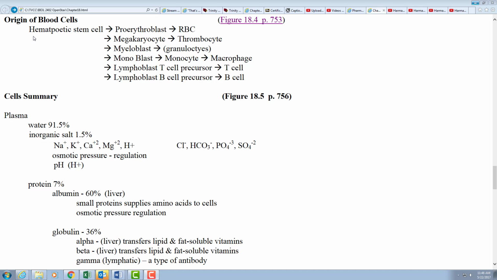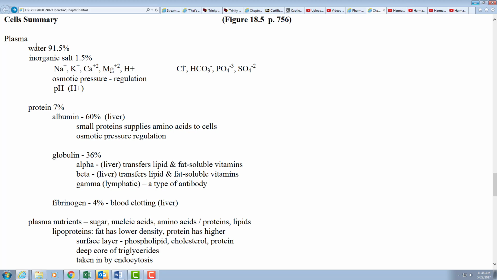Up above here, we see the origin of blood cells. I tried to sum it down. I'll start with hemopoietic stem cells, and of course go to different intermediates, precursor cells, and finally develop. I took some shortcuts, but of course into the final types of white blood cells.